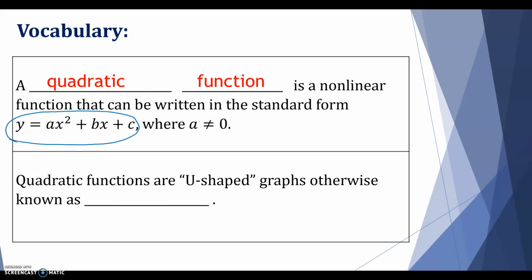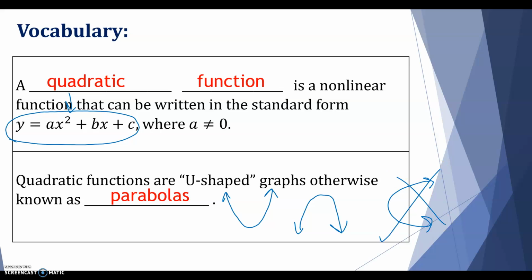And if you remember, a quadratic does not mean 4 in math. Quadratic meant the x squared. And then the second vocab word is quadratic functions are U-shaped graphs, otherwise known as parabolas. And you will see 2 different kinds of parabolas. You will see happy parabolas, or you will see sad parabolas. You will not see sideways parabolas. We're not going to do those. So you only have 2 options, okay? Happy-faced or frowny-faced parabolas.